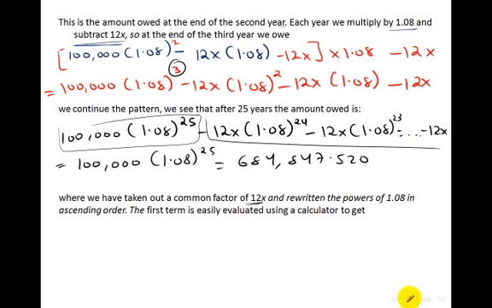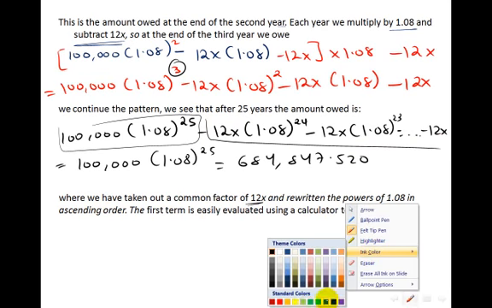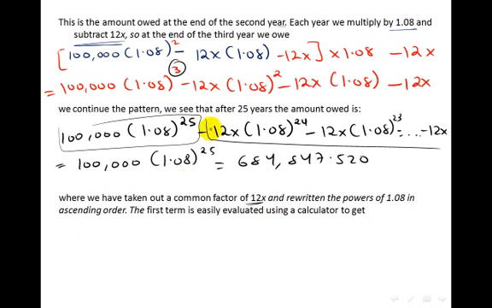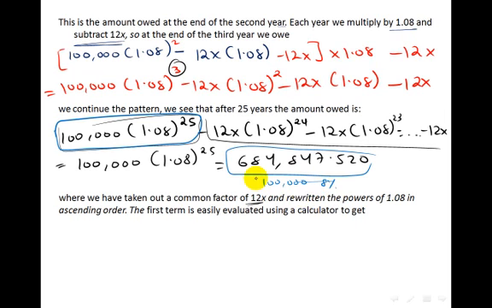Okay, by the way, let me explain what I did here so that you don't get confused. Here, look, this part has a 12x, so I will leave it alone and I will do this one by itself, which is 100,000 times 1.08 to the power of 25. This is what you owe without the payment. This is what you are going to owe, which is the 100,000 with the 8% of interest. At the end of the 25th year, you will owe 684,847.520.